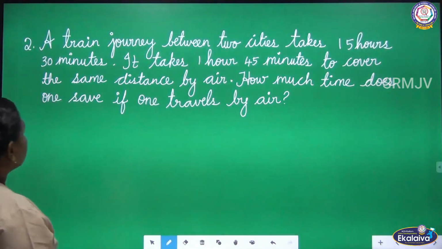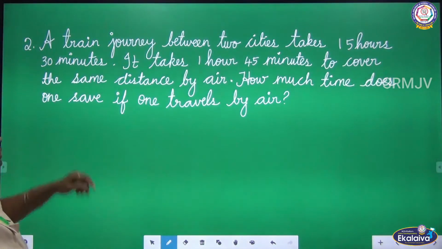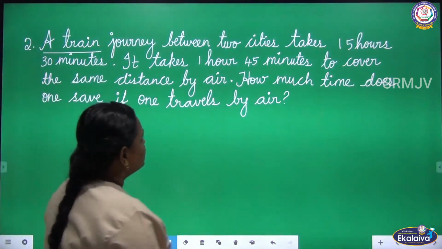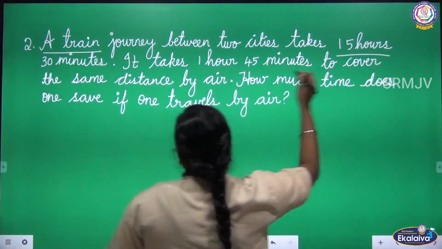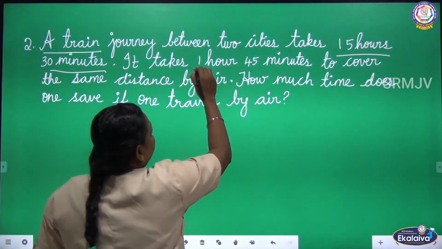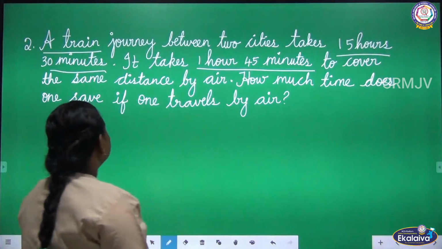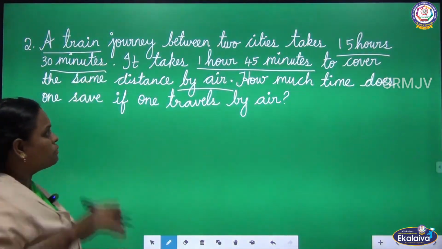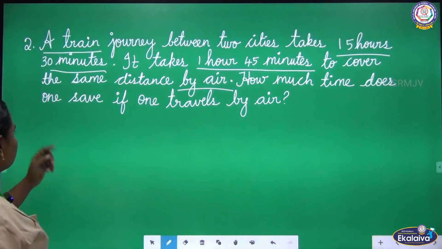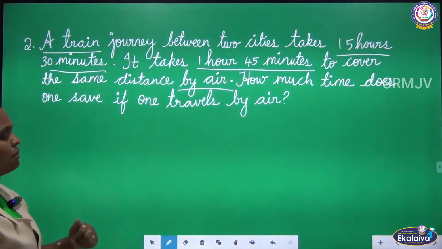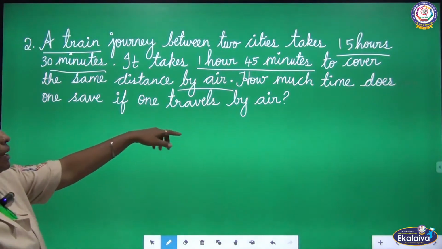Next one, a train journey between two cities takes 15 hours 30 minutes. It takes 1 hour 45 minutes to cover the same distance by air. By air means by flight. How much time does one save if one travels by air? So how much time he can save by travel by air?